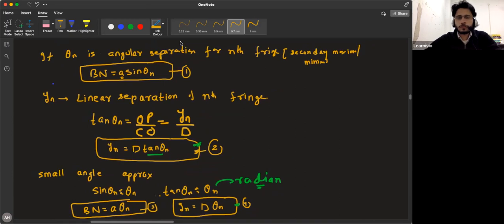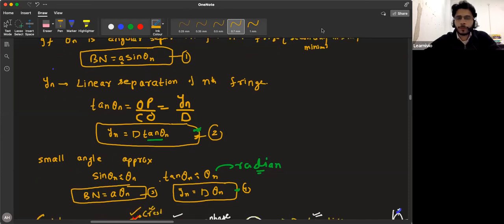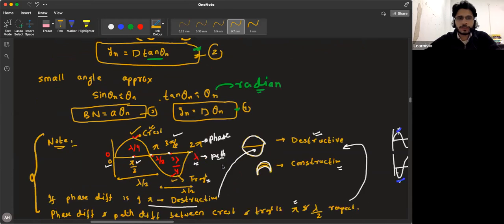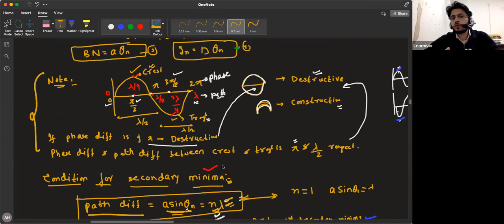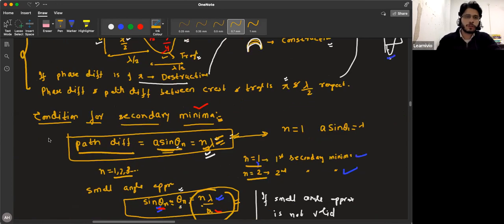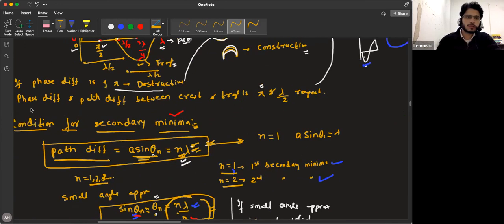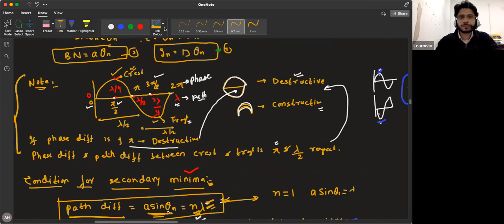Can I scroll it now? Yes, sir. Okay. So these are the primary relations that we'll be using. The next thing is we need conditions for which a particular fringe is a dark fringe. So ignore this term for the time being.